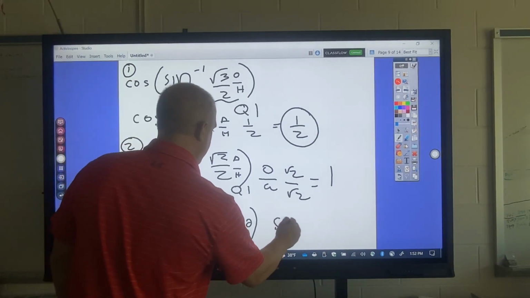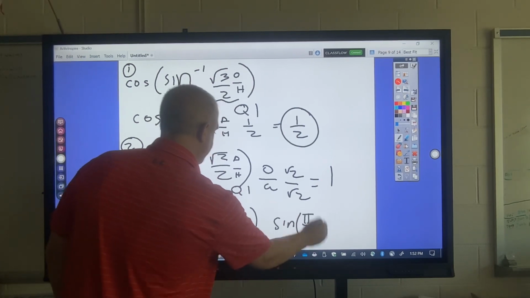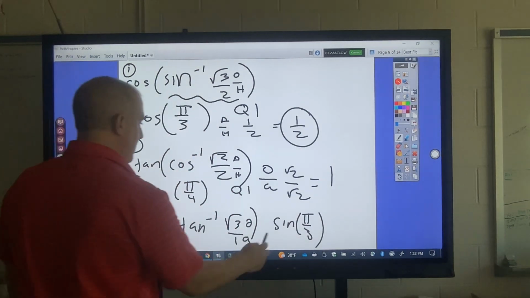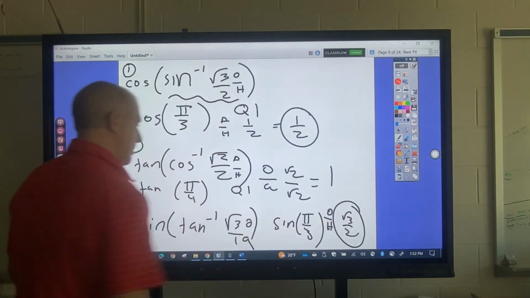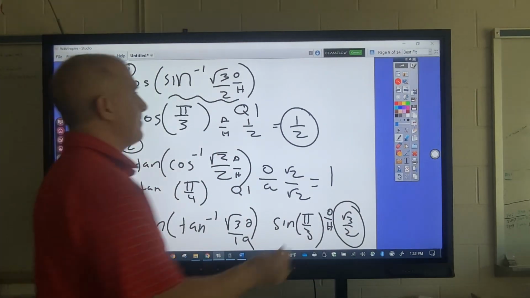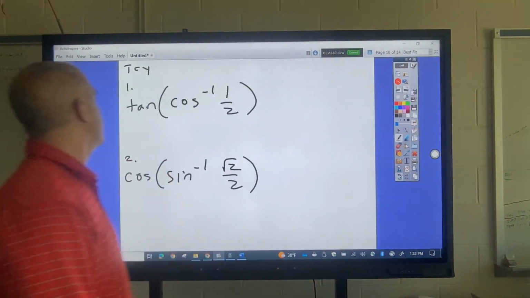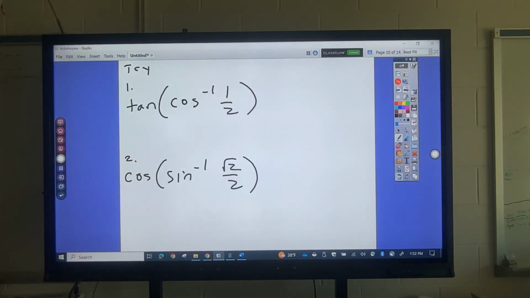Okay, so sine of pi over 3. The sine is O over H. So that's square root of 3 over 2. Okay? All right? So go ahead and practice a couple simple examples.